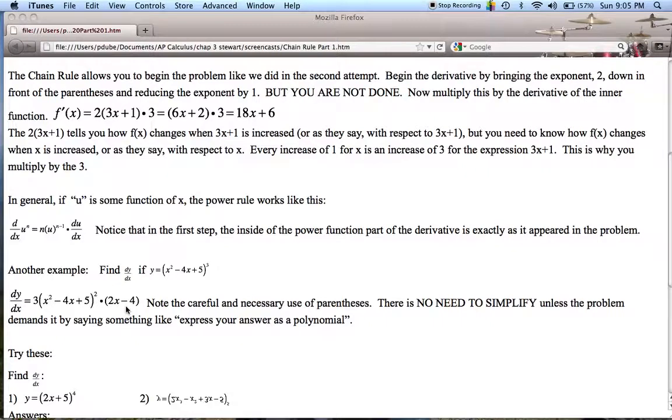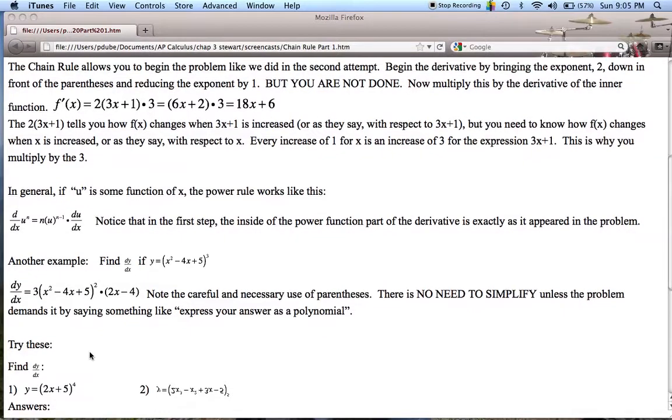You don't need to simplify this unless the problem says express your answer as a polynomial, which I don't think hardly ever happens. Sometimes it might be easier to simplify and then move on if you, say, had to take the second derivative or something like that. But for now, just leave it. If your answer is just give me the derivative, then this is a fine derivative.